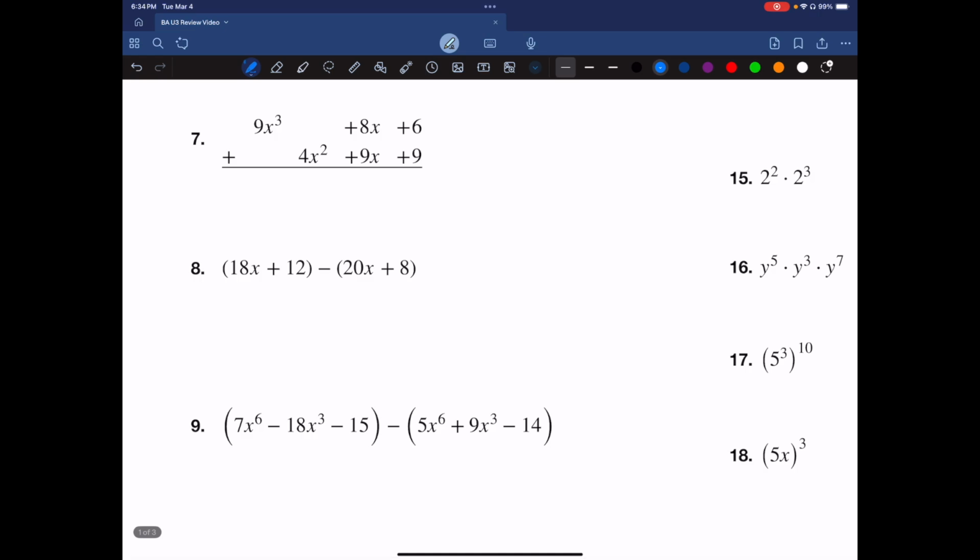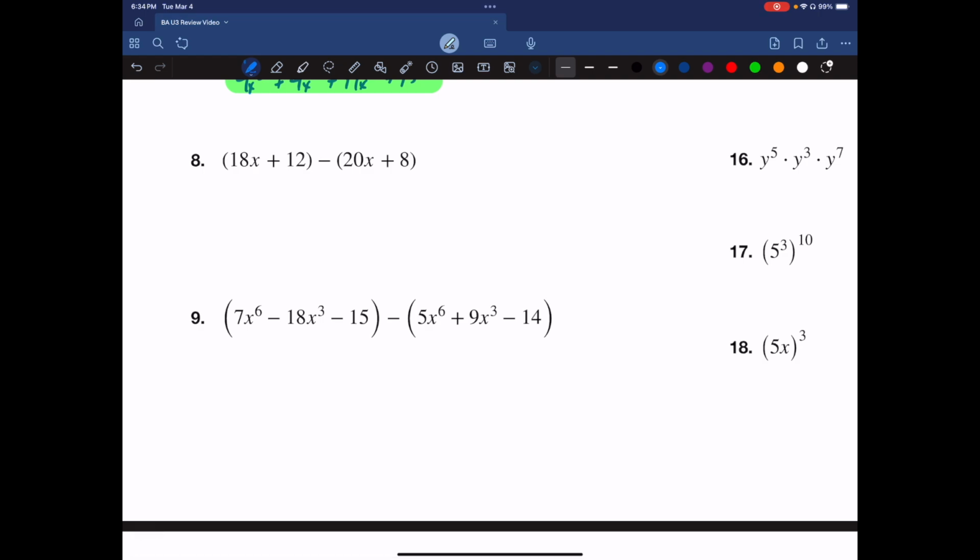On 7, right, 6 and 9 is 15, plus 15. 8 and 9 is 17, so plus 17x. And then I don't have anything to add to the 4x squared, so it just comes down. It is positive. And again, I don't have anything to add to the 9x cubed, so I just bring it down. And there you go.